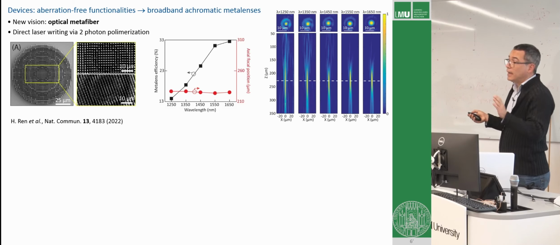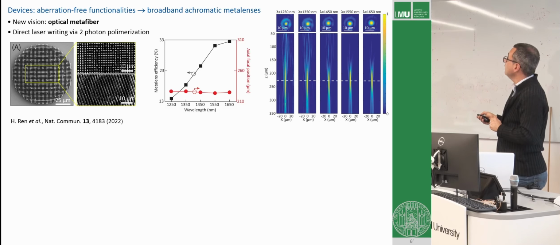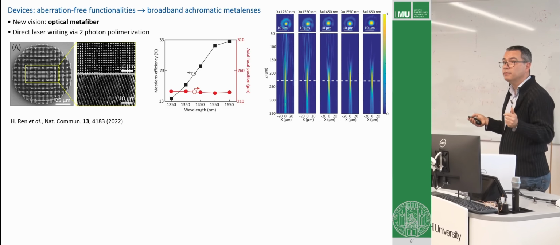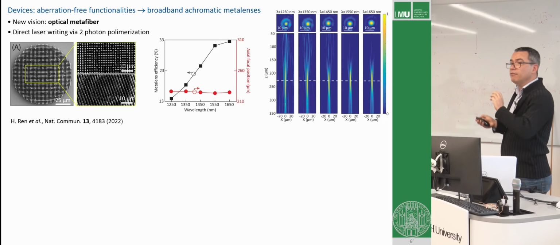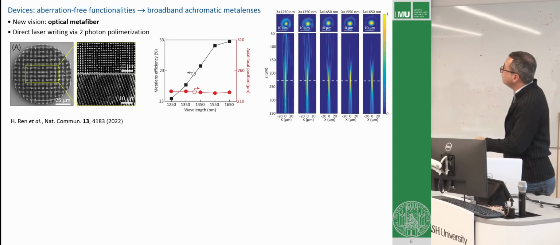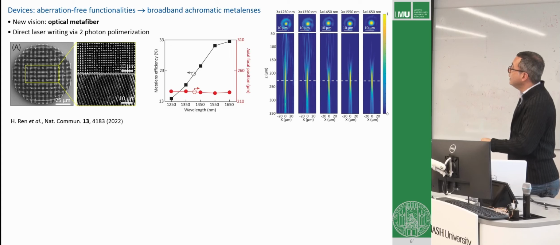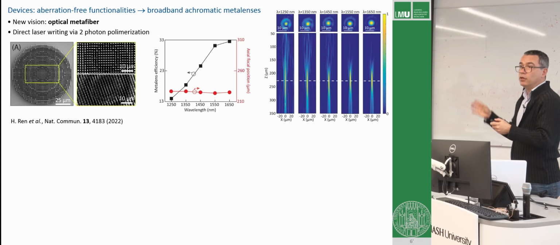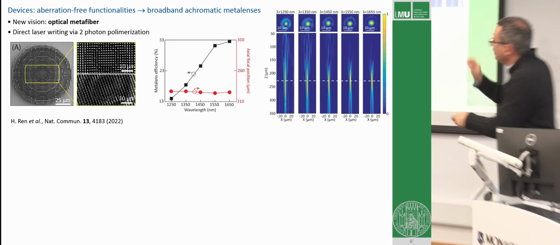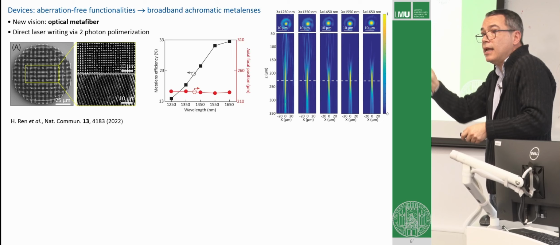Something you can ask is, okay, this is near infrared, but what about the response in the visible? Then we start having a problem, but it's a technological problem: we don't have enough spatial resolution in the fabrication, because if you go to the visible, these individual structures have to be scaled down.